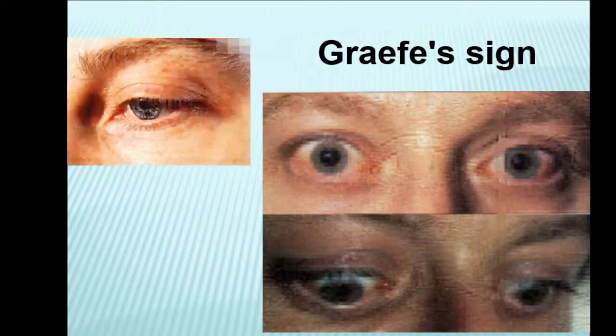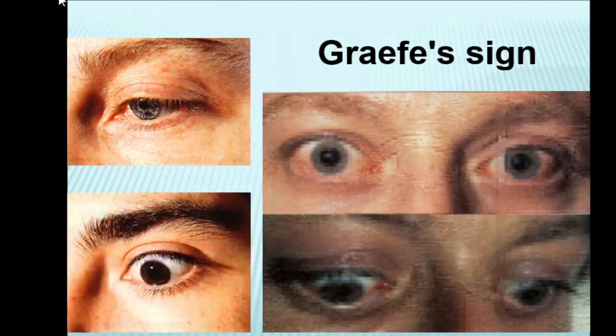Positive Graefe's sign, which is normal position. Patient looks downward, eyeball and eyelids go synchronously. Eyelids delay. We see a white strip between upper edge of iris and upper eyelids. Positive Graefe's sign. Also you see positive Graefe's sign.